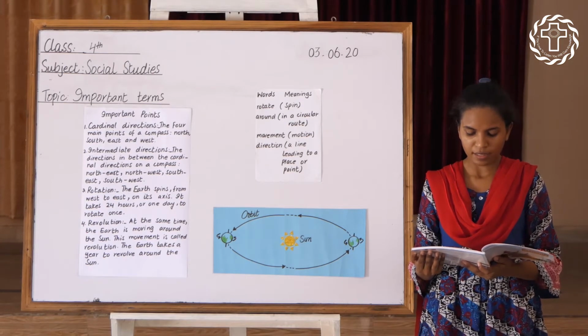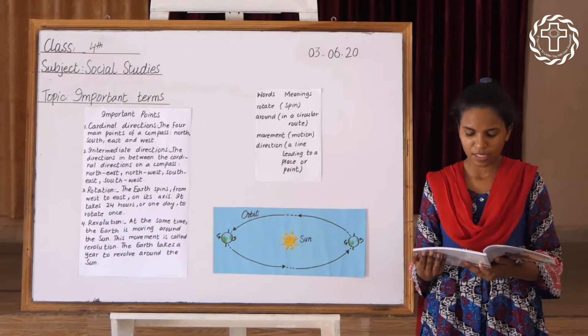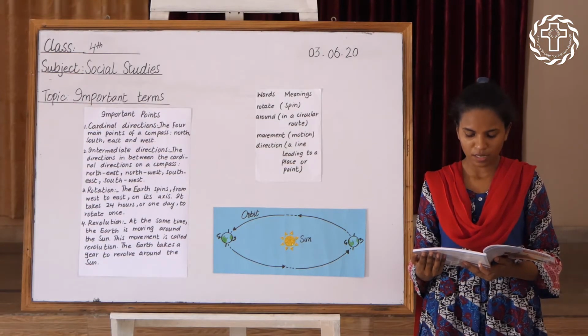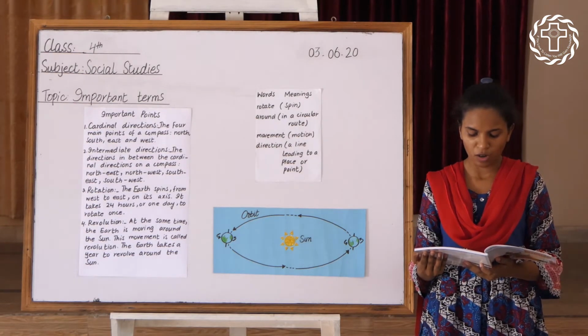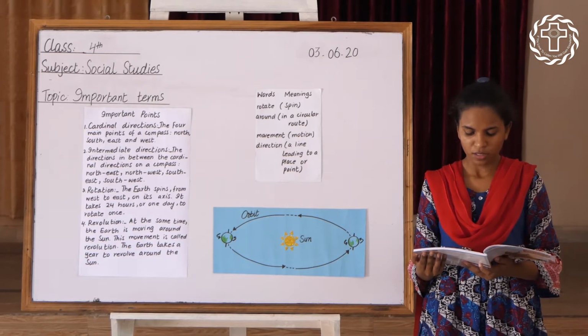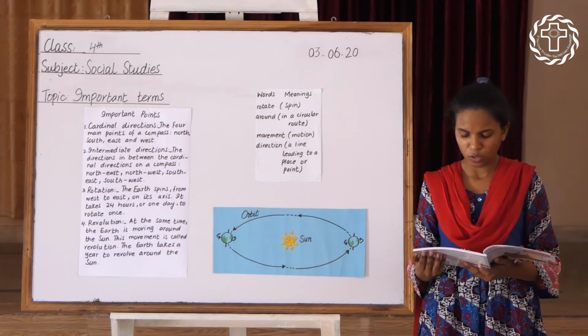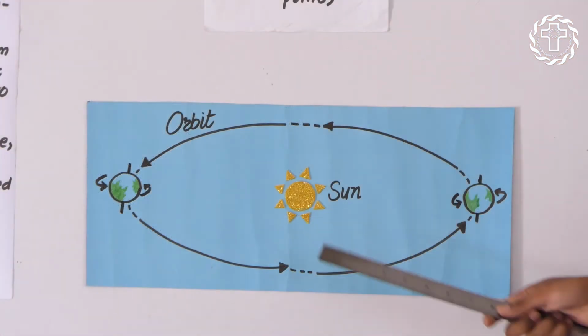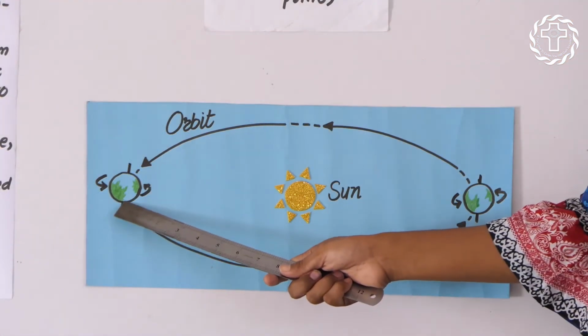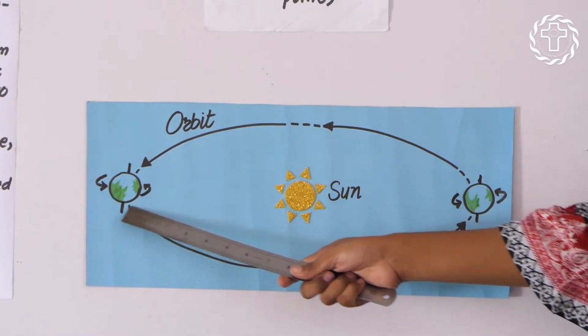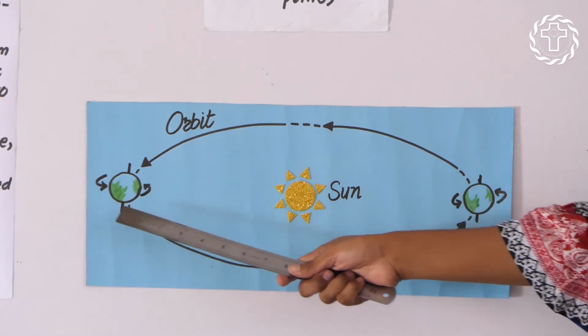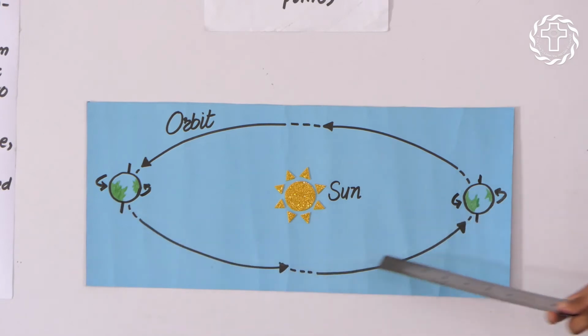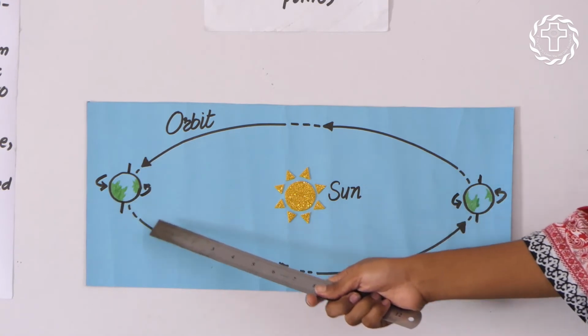Revolution. At the same time, the earth is moving around the sun. This movement is called its revolution. The earth takes a year to revolve around the sun. This is sun and it is earth. It spins on its axis. At the same time, it revolves around the sun on its orbit.